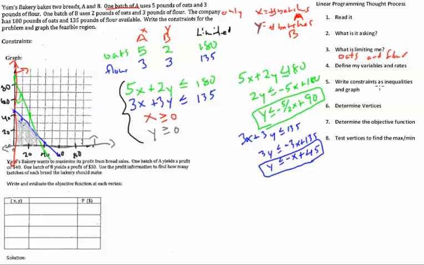Now, after I have written my constraints as inequalities, I've graphed them. I've done that now. We have our feasible region defined. I need to look at the vertices. I need to find my vertices.